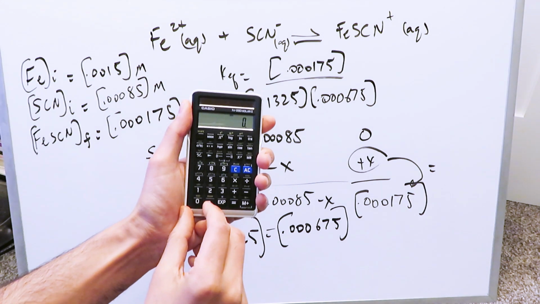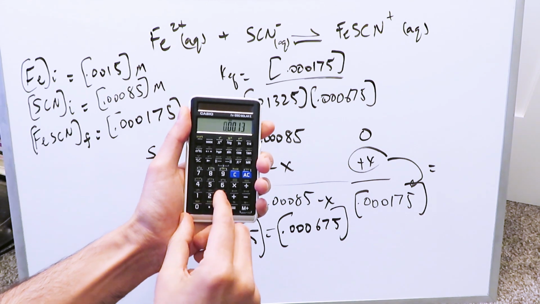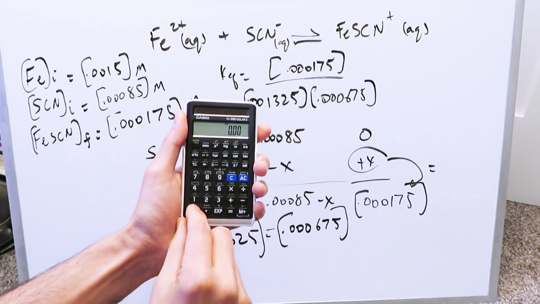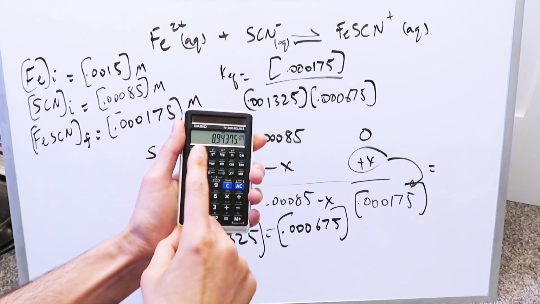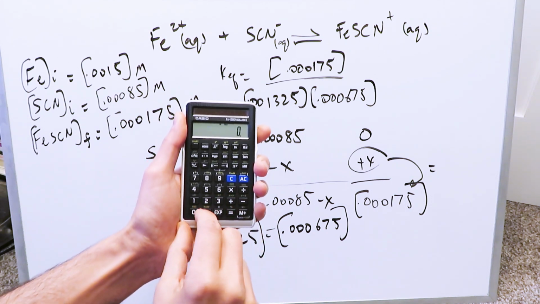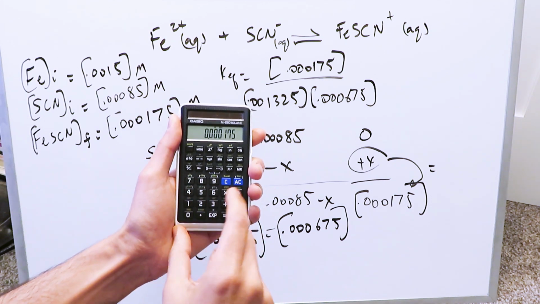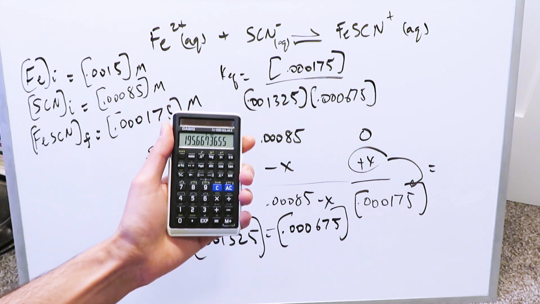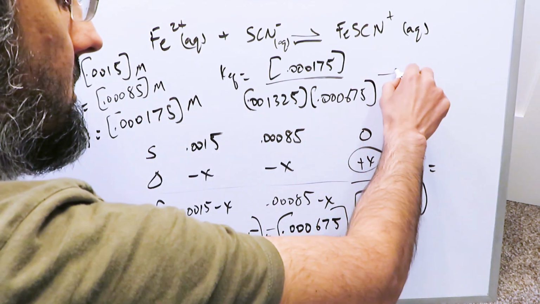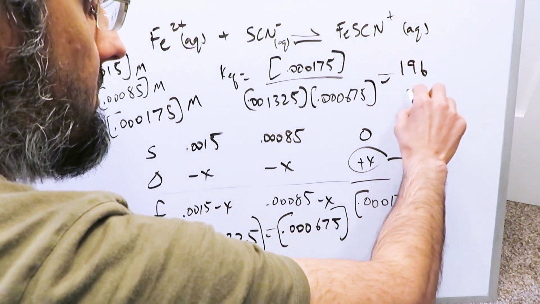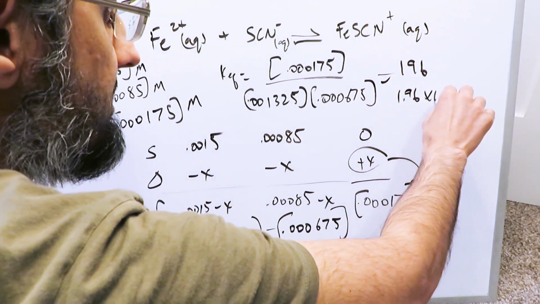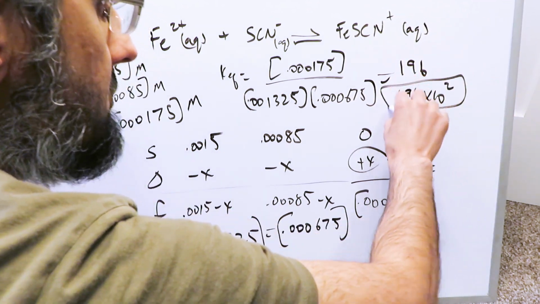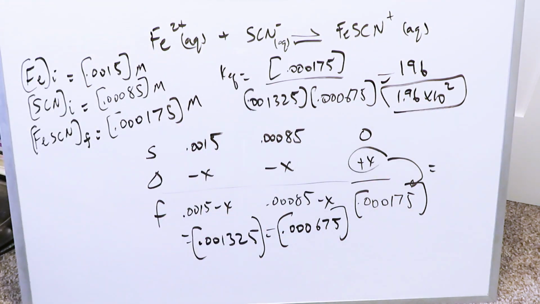Let's work in the denominator first. 0.001325 times 0.000675. I have this value which I'm going to save. I'll take the numerator value and divide it by that saved value. I have 195.66, which I'm going to round up to 196, or I'm going to say 1.96 times 10 to the 2. There are no units you want to use for a KEQ, equilibrium constant. You just keep it like that as a constant number.